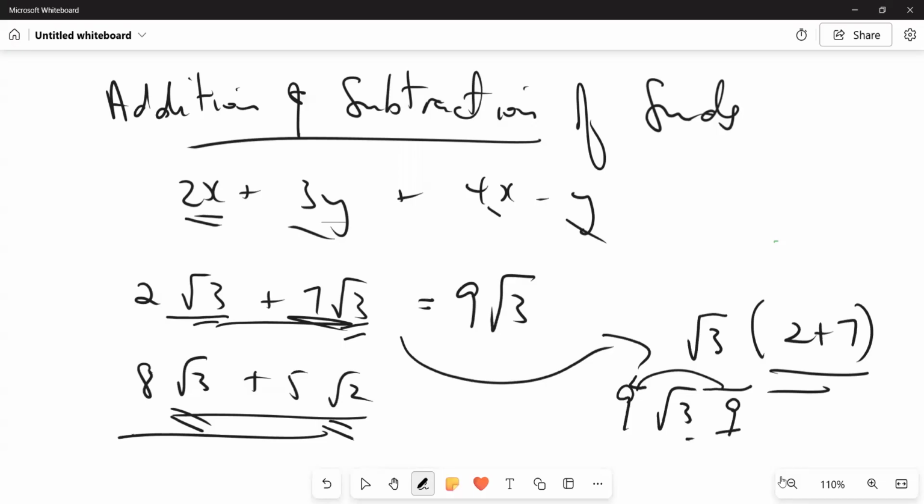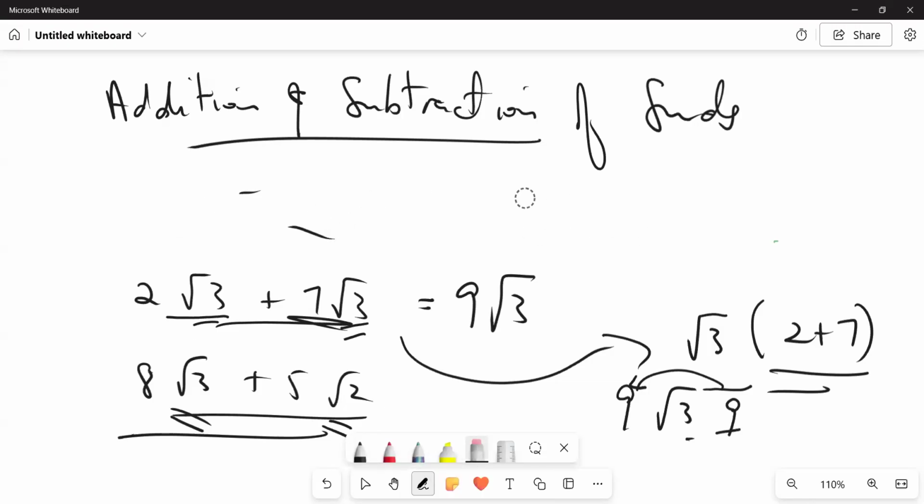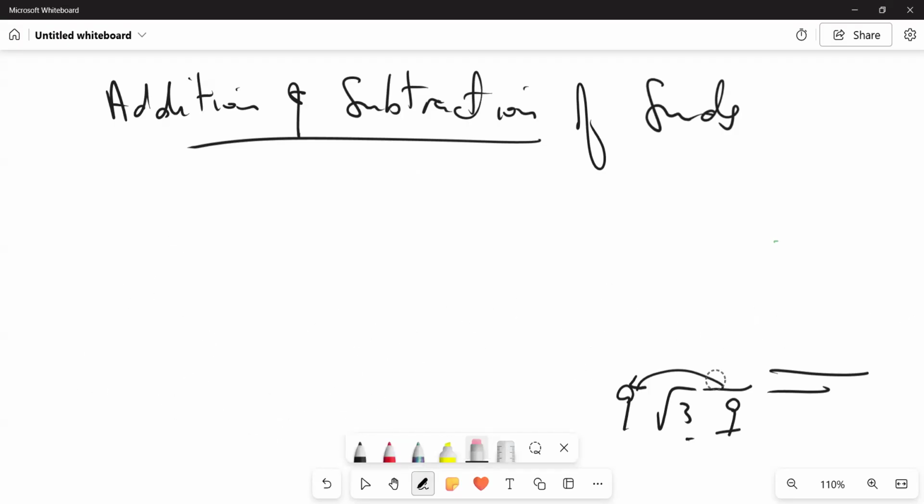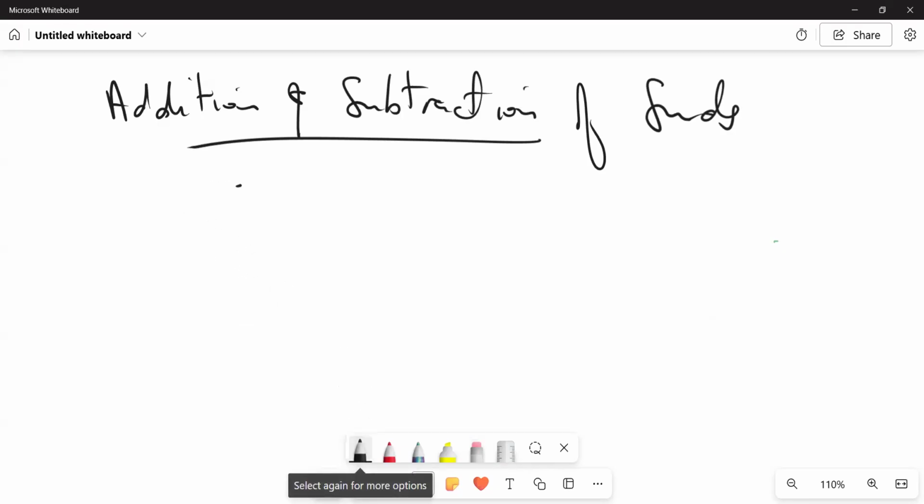So the only way you can add and subtract surds is if they share a like surd in each term, right? Sometimes you might have two surds that don't look alike. They look like you can't add them, but sometimes you can very well add them. Let me give you an example. You can have something like this: root 12 minus root 27. And maybe somebody tells you to simplify.